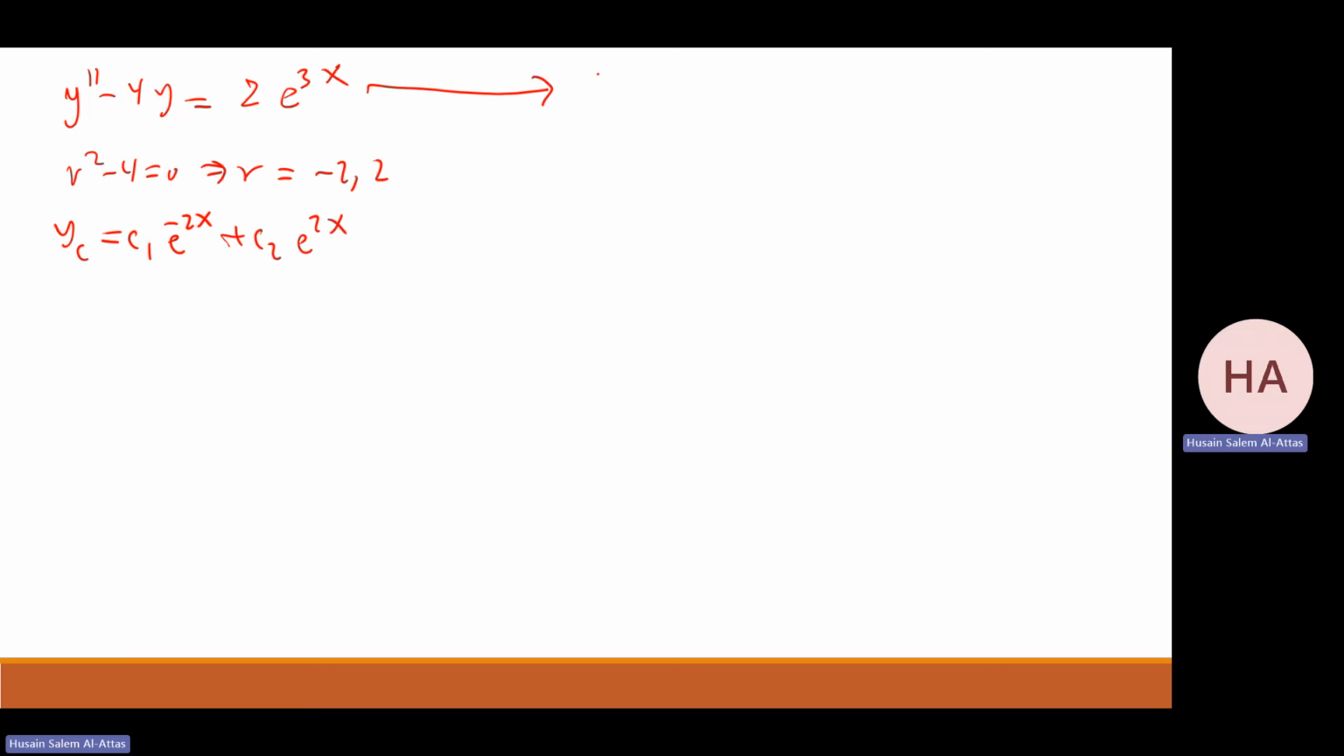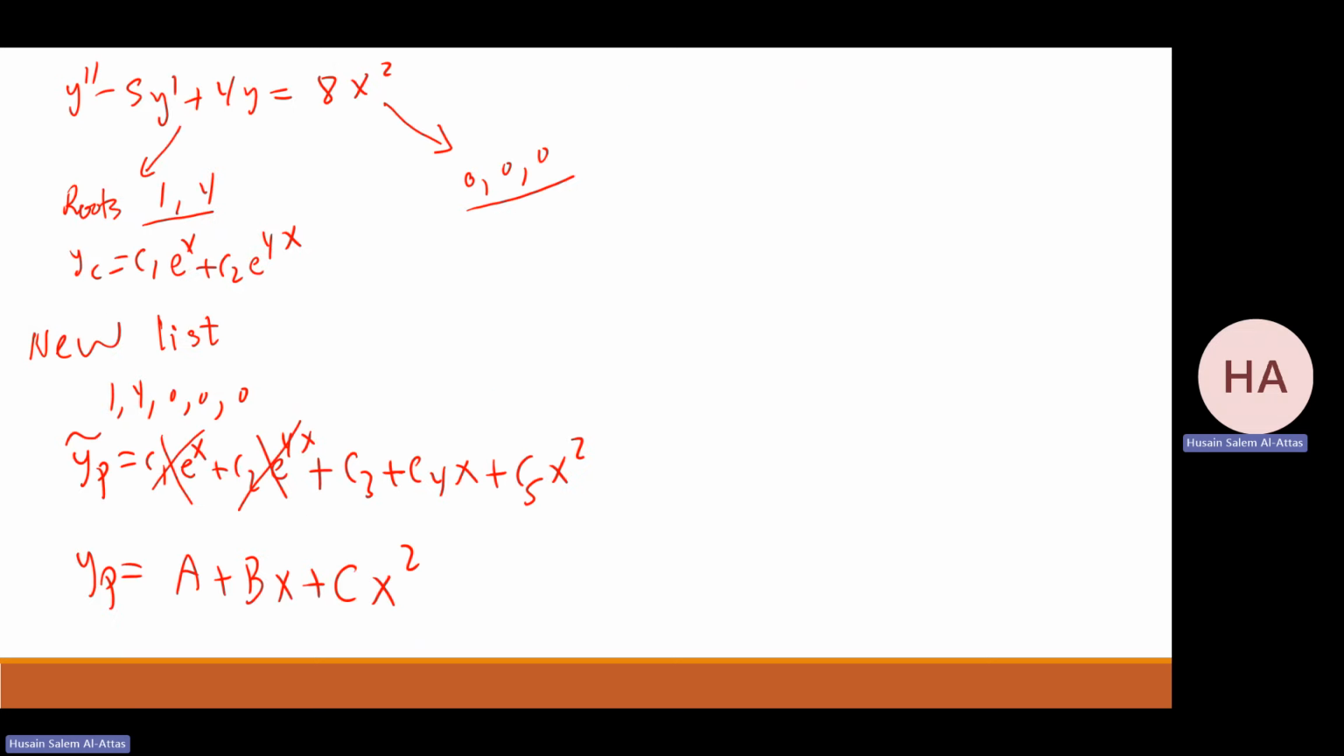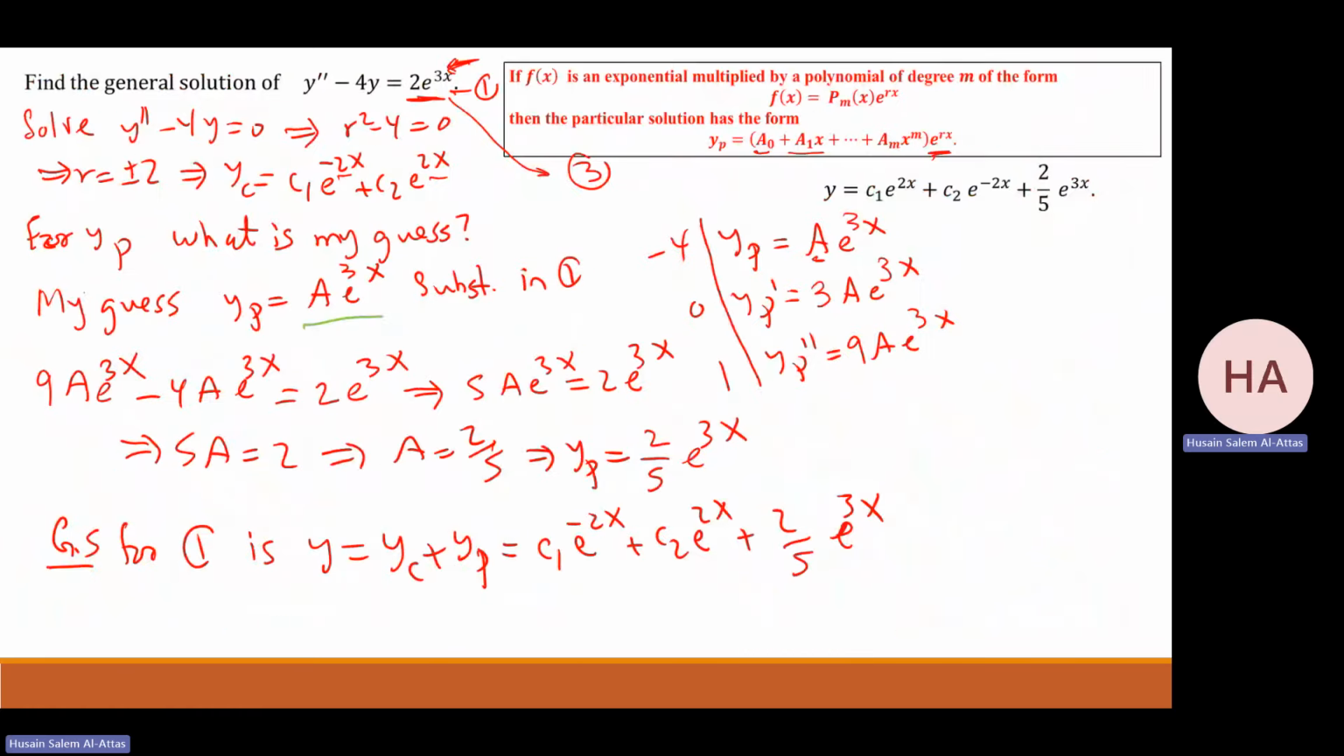What are the roots coming from here? 3. So the new list will be what? Minus 2, 2, 3. No duplication. yp hat will be c1 plus c2 plus c3. I cancel this. So my yp is the same. Just to tell you, this method also works with this case.